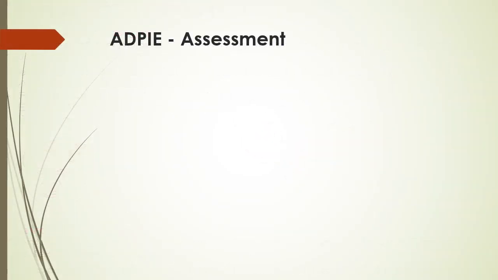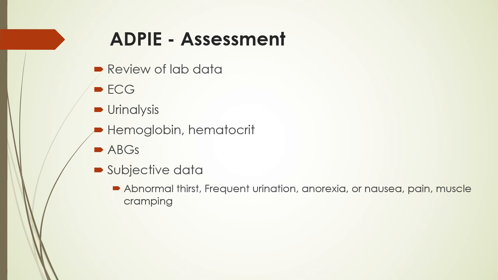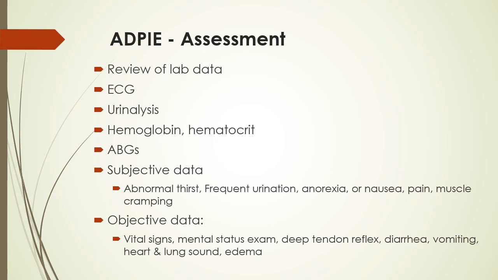All right, back to ADPIE. Assessment. What are we looking at? Review of lab data, ECG, urinalysis, hemoglobin, hematocrit, ABGs, and then your subjective data. Are you thirsty? Are you urinating a lot? Have you been eating? Have you been nauseated? Are you in pain? Do you have cramps? That's the subjective data. The difference between subjective data and objective data is subjective is what they tell you. Objective is what a professional observes.